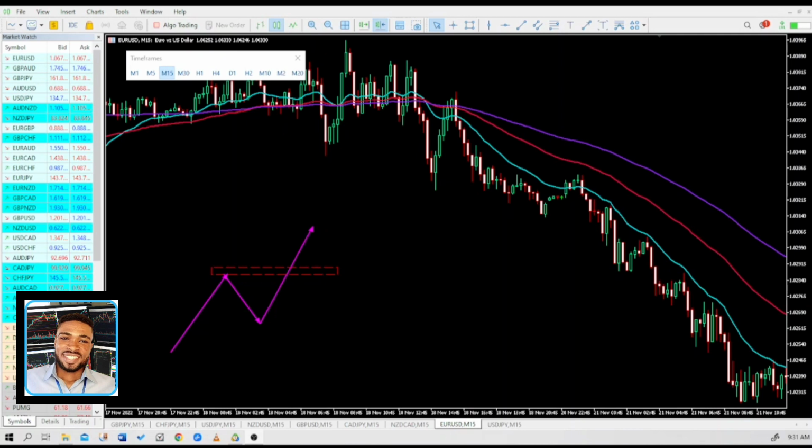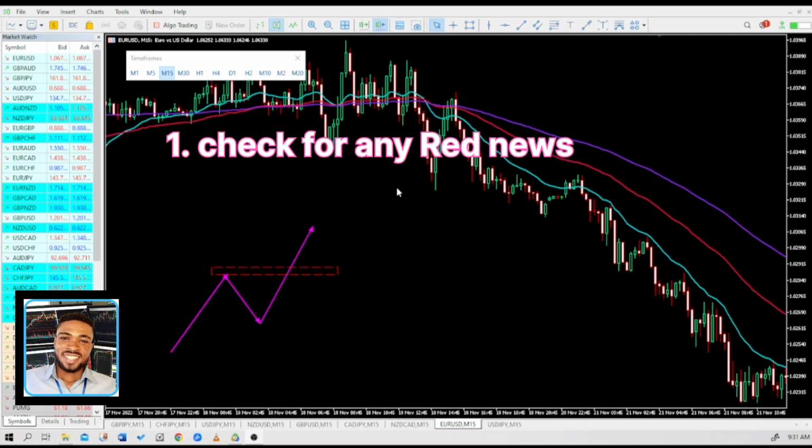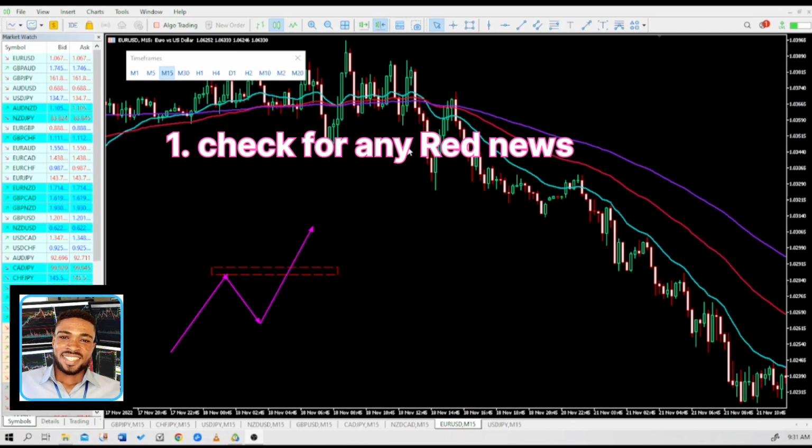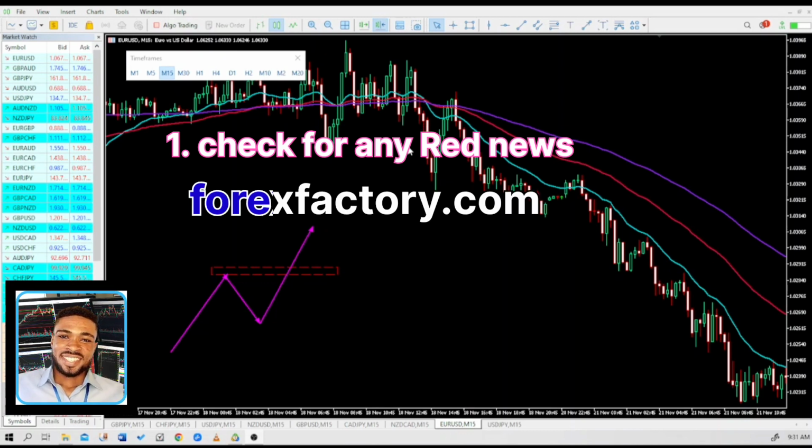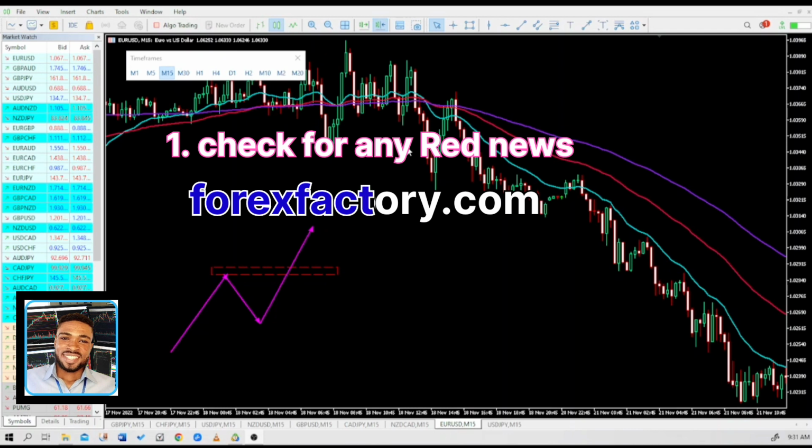The Z pattern is a strategy used to catch new trends and also used to trade trend continuations. So for you to trade the Z pattern, first you must check forexfactory.com to check for any red news, okay? Do not trade when there is red news, guys.